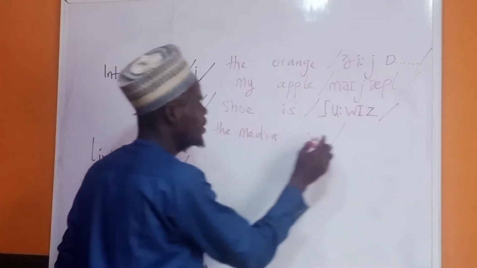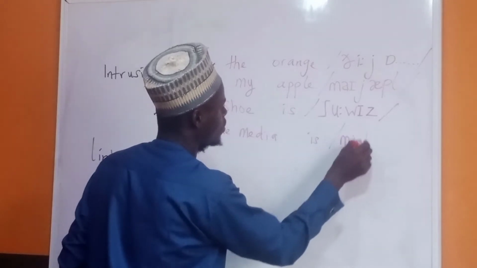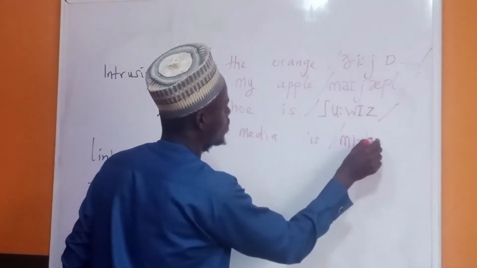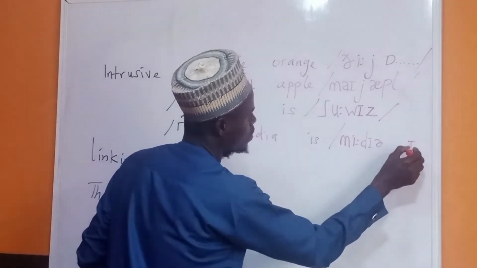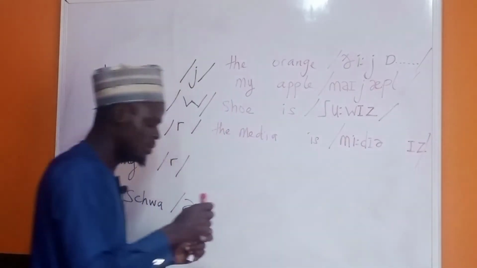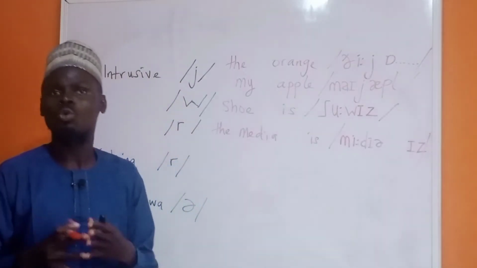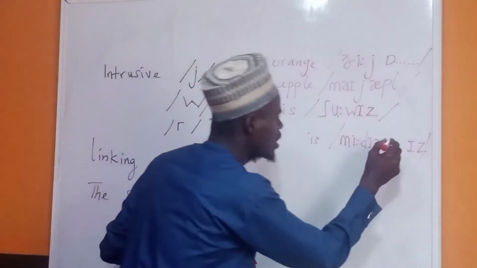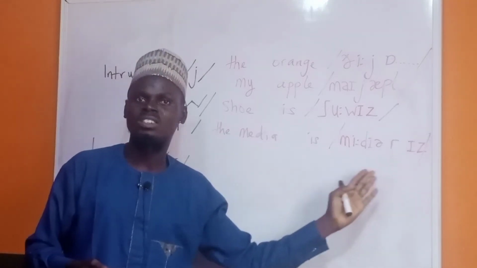this one will be pronounced as media, media, then followed by is. In this case, you say the media is. When you don't want to connect the two words together, you use the intrusive rule. You bring it between the two. Then you say the majors, the majors.